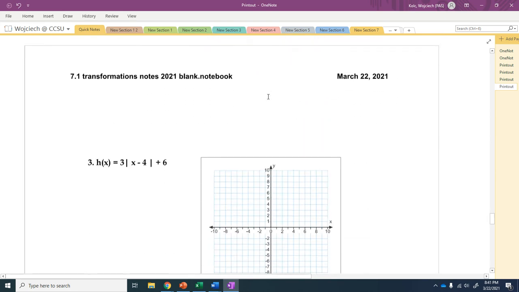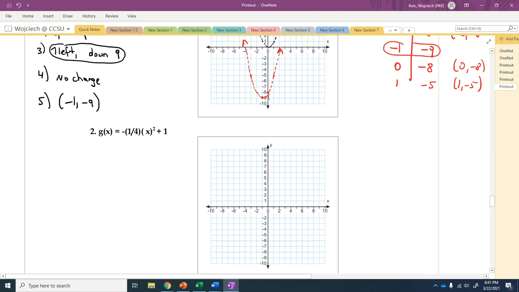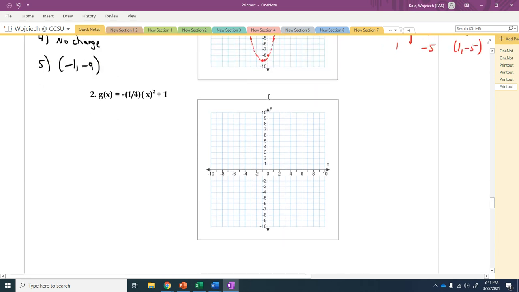Let's take a look and do example number 2. If you noticed, it's still a parabola because it's x squared. But what you notice, there's a negative number in front of x, and also it's a fraction. It's 1/4. So we will have other things in this case.